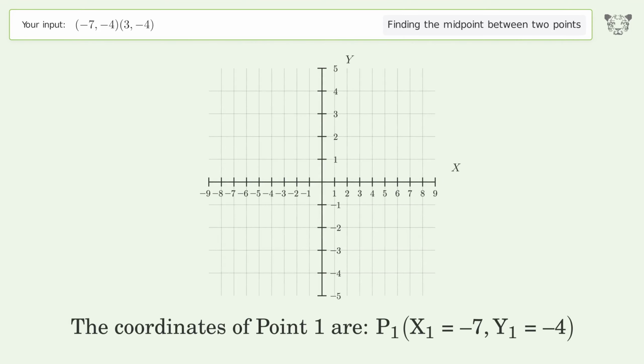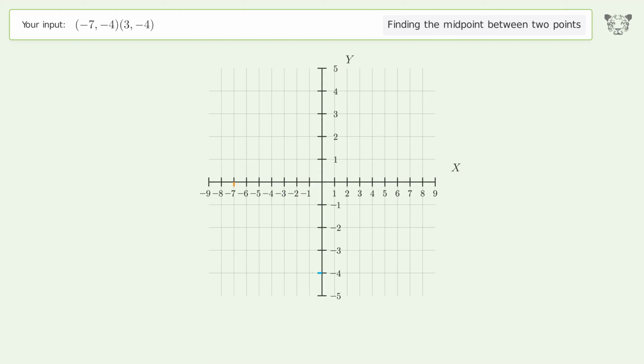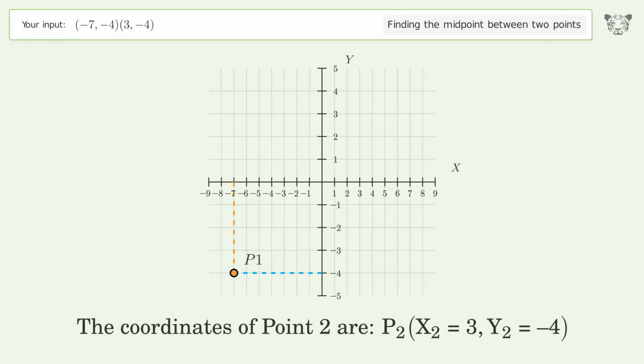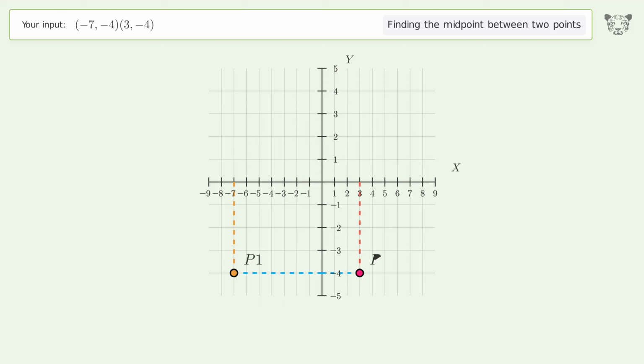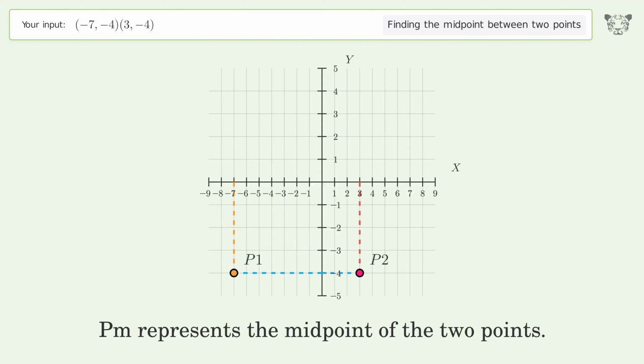The coordinates of point 1 are, x1 equals -7, y1 equals -4. The coordinates of point 2 are, x2 equals 3, y2 equals -4. PM represents the midpoint of the 2 points.